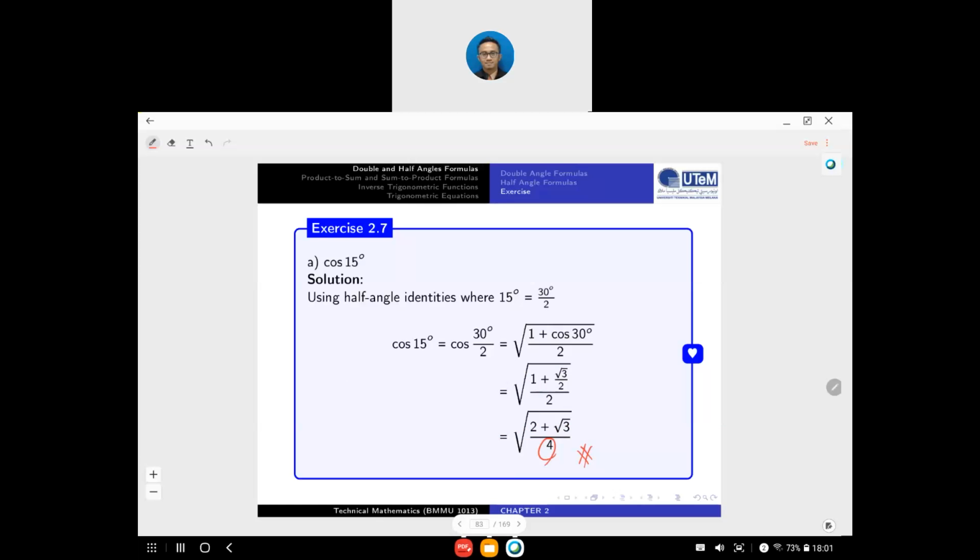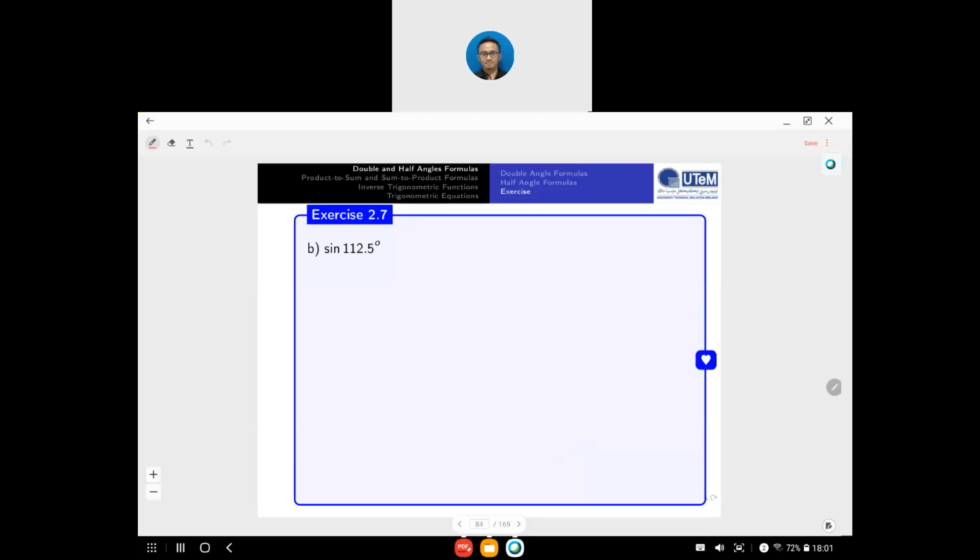That is the final answer. Okay. Now look at B, sin 112.5. So awak kena fikir 112.5 ni macam mana nak dapat value dia. Okay. So we are using 225.